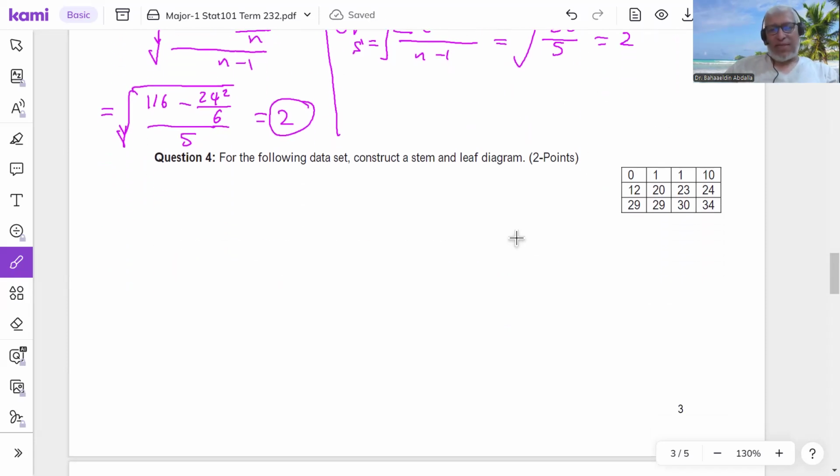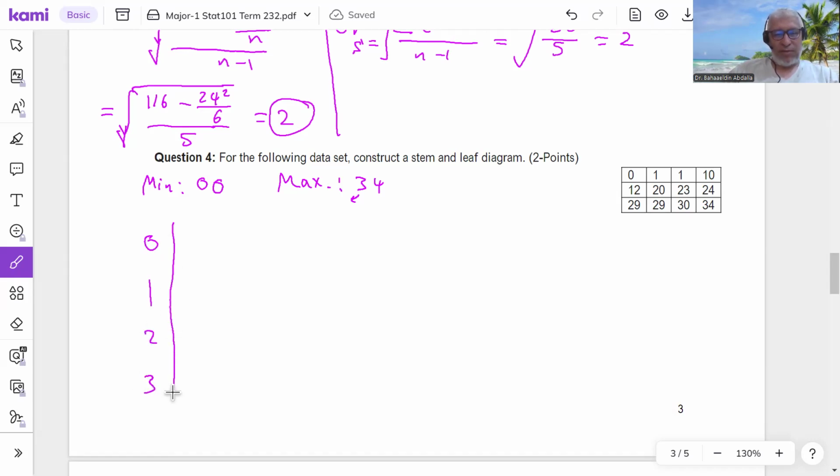For the following data set, construct a stem and leaf. The minimum number in the data is 0, and the maximum is 34. So I have two digits. I will use this digit for stem and this one for leaf. So I can say 0, 0. So the stems will run from 0 to 3. So I have 0, 1, 2, 3.